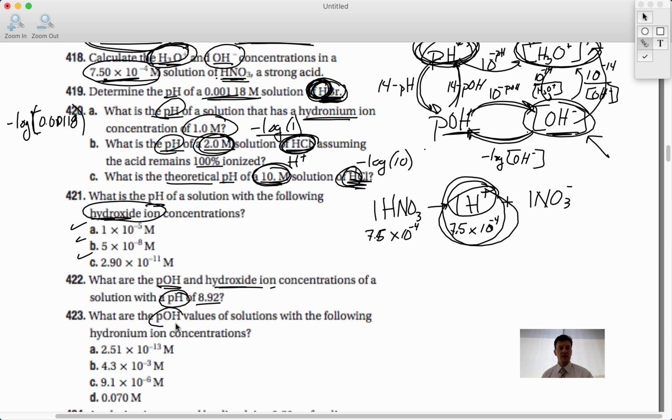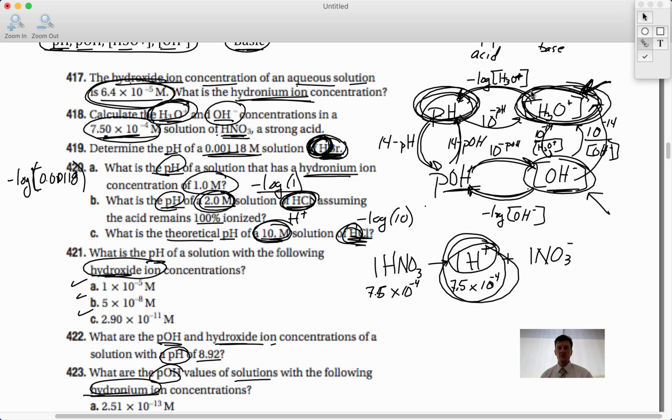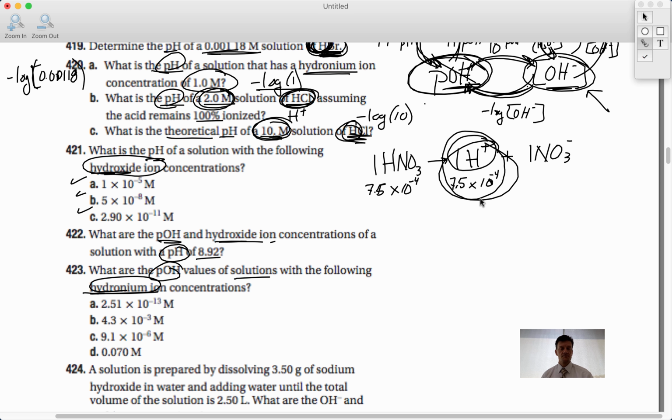What are the pOH values of the solutions with the following? Hydronium. So now they're giving you this value here, and you need to get down here to pOH. You can choose the route. You can go to pH and then to pOH, or you can go to hydroxide concentration and then to pOH. Your choice. Okay?